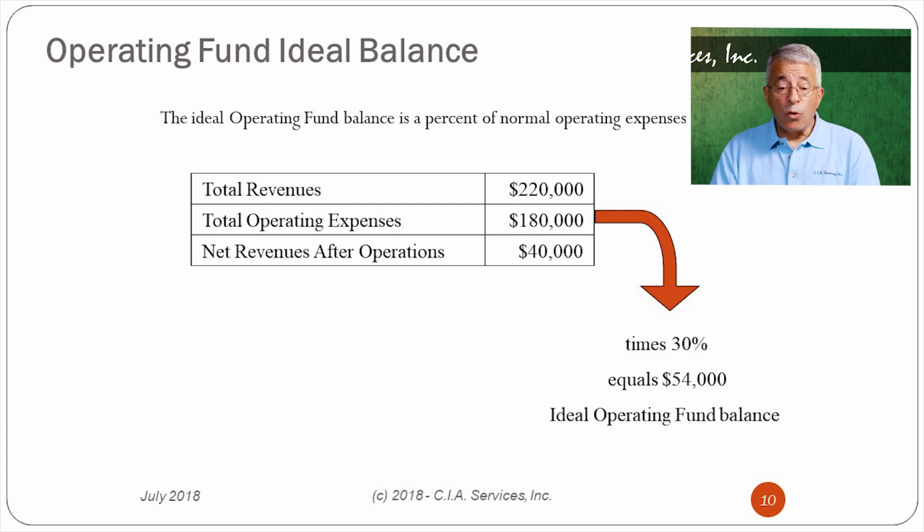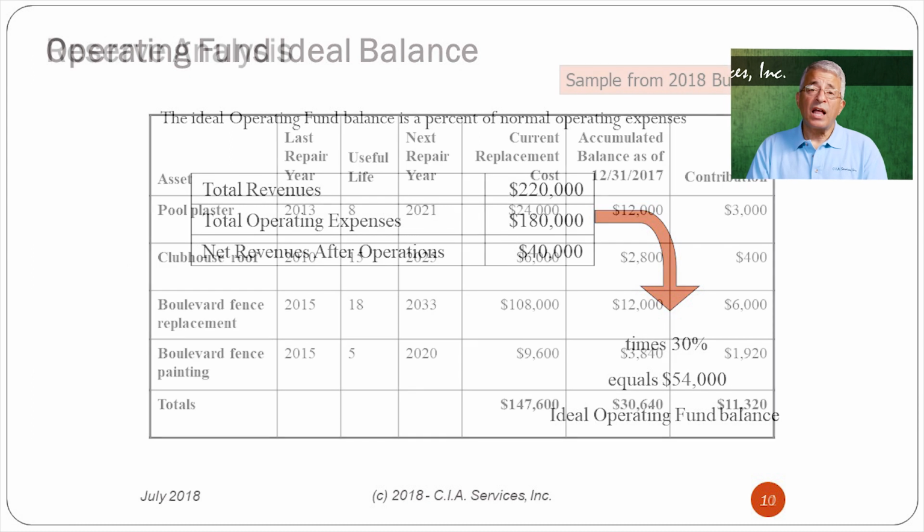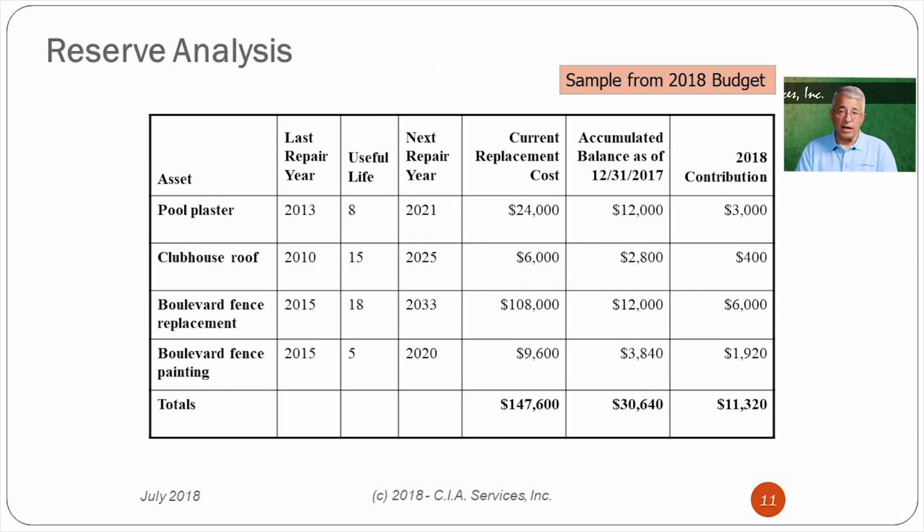I said on the replacement fund, the ideal value or the target value is calculated from a reserve analysis. So this next slide shows you what a reserve analysis looks like. And this is just a simple version of what's in the SuperBudget model and a simplified version of what you would pay an outside organization to create. I'm just going to go over the top line here, but what you do on a reserve analysis is you list all of your assets. This community has some pool plaster, a clubhouse roof, some fencing. Let's just concentrate on the pool plaster.